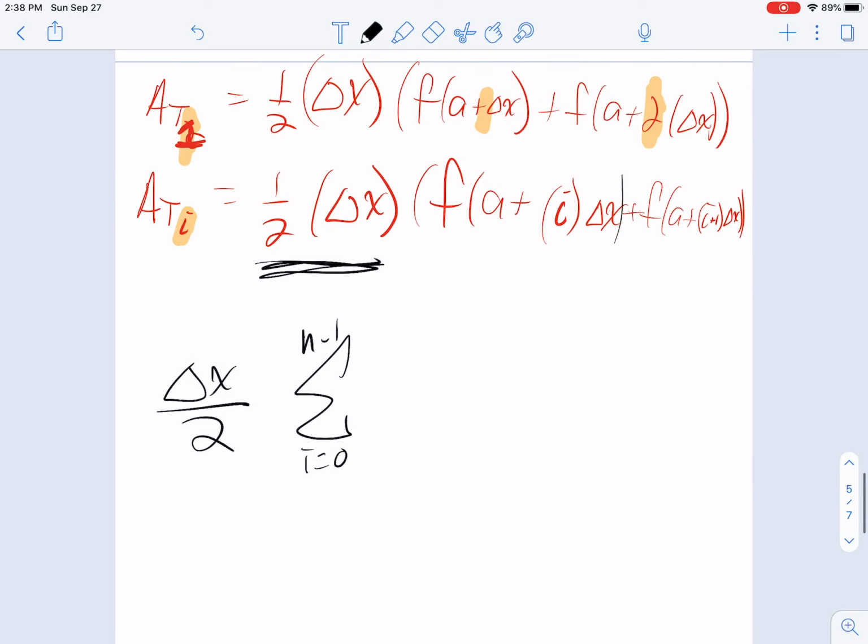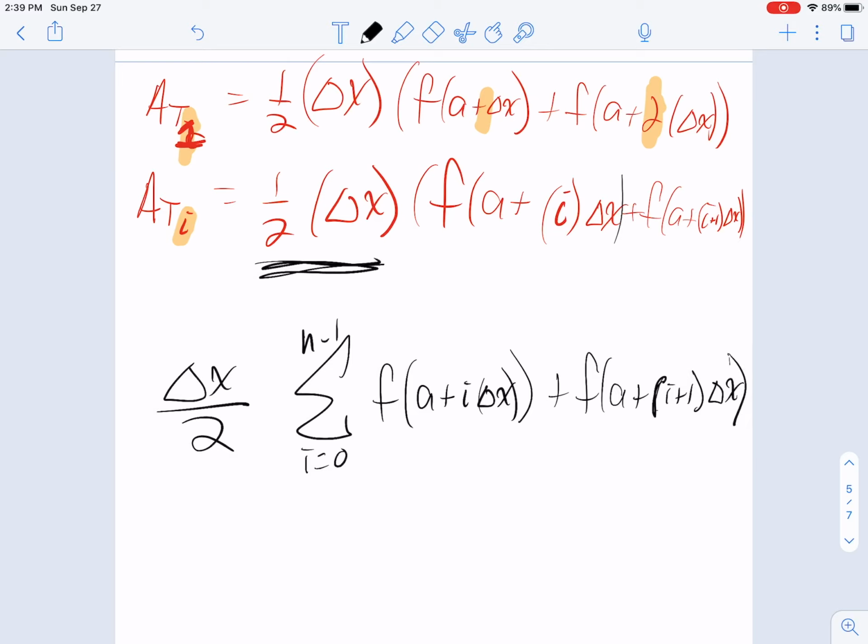And then I missed the parentheses there. It's going to be f of a plus I delta x plus f of a plus I plus 1 delta x. So this is one way of writing it. But another way of writing it is actually kind of cool.